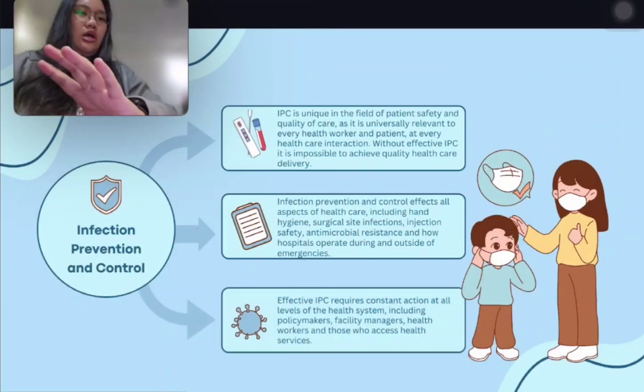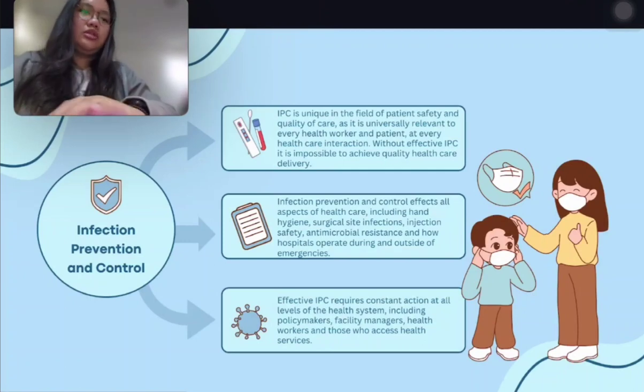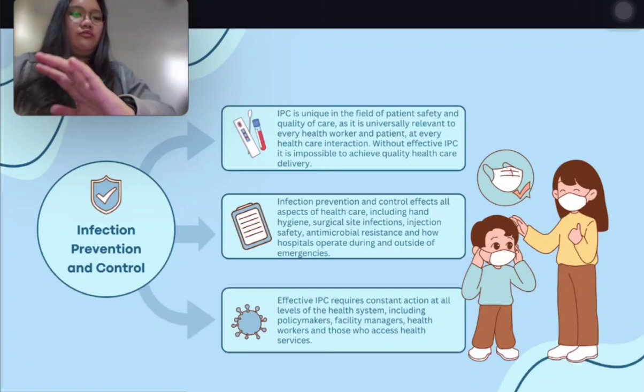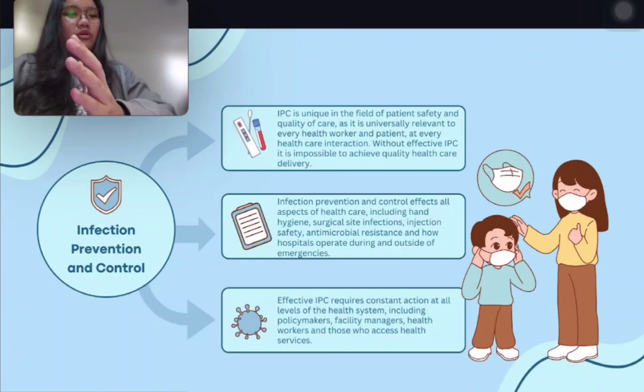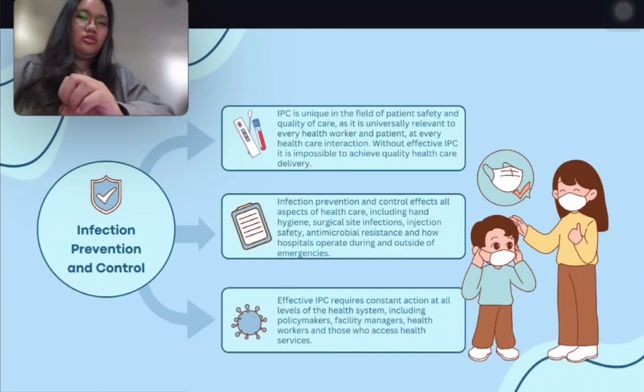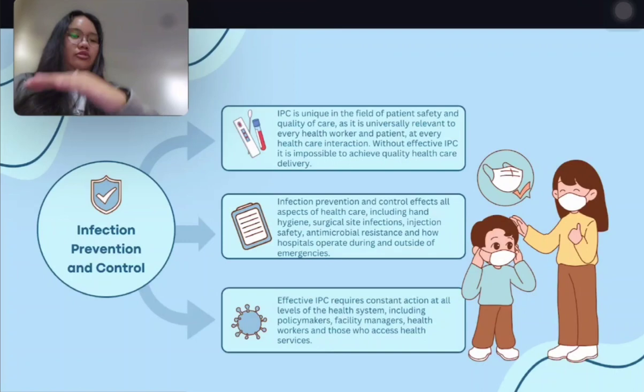IPC is unique in the field of patient safety and quality of care. It is universally relevant to every health worker and patient at every healthcare interaction. Without effective IPC, it is impossible to achieve quality healthcare delivery. So, infection prevention and control affects all aspects of healthcare, including hand hygiene, surgical site infections, and how hospitals operate during and outside emergencies. So, effective IPC requires constant action at all levels of the health system, from top down.